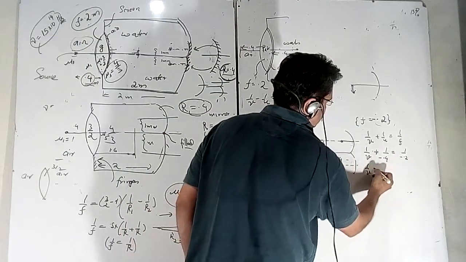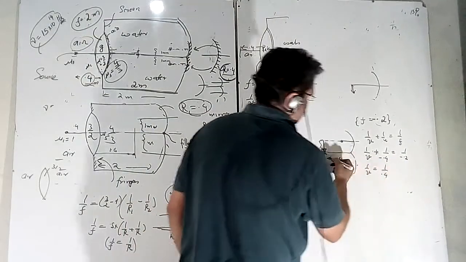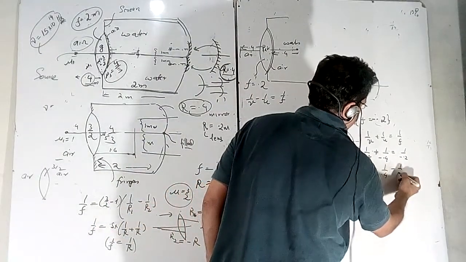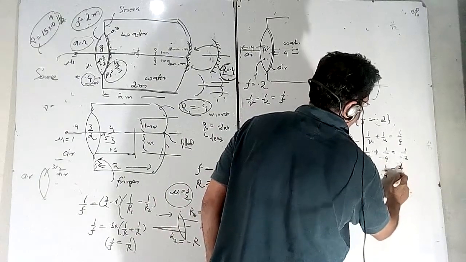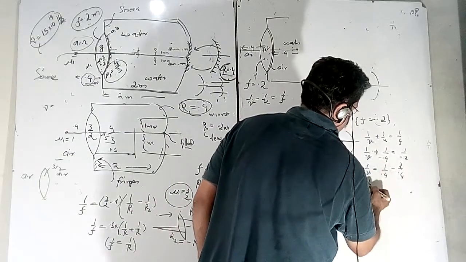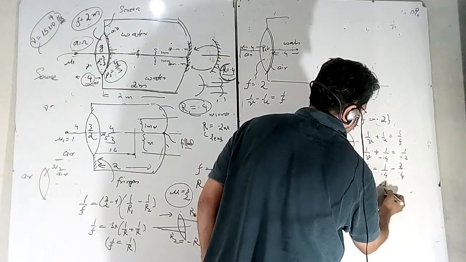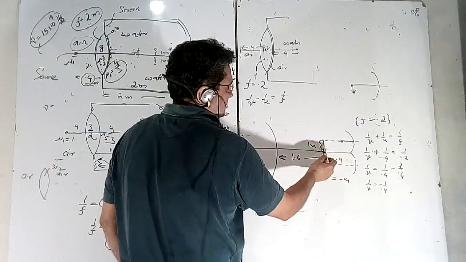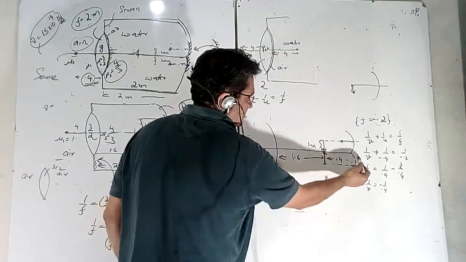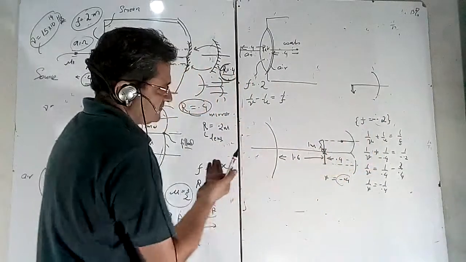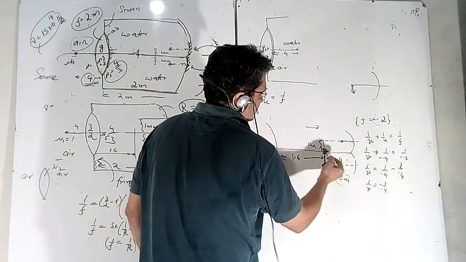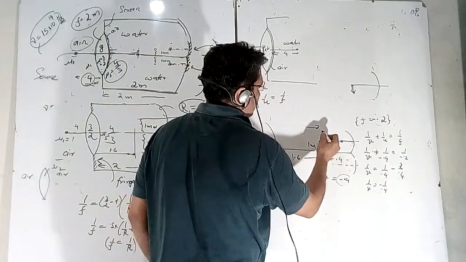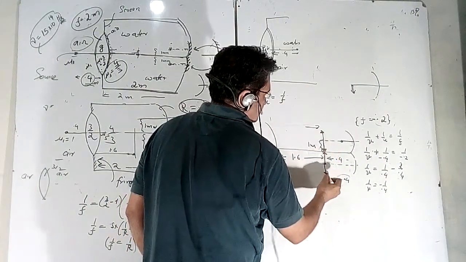So 1 upon v is equal to 1 upon 0.2. Straight away you can do it, it will come minus 1 upon 0.2 or 2 upon 0.4. So v is equal to minus 0.4, which means it is at the same place. Negative means it is on the same side as the incident ray, but it will be inverted. So the image will be here, and for this it will be here.